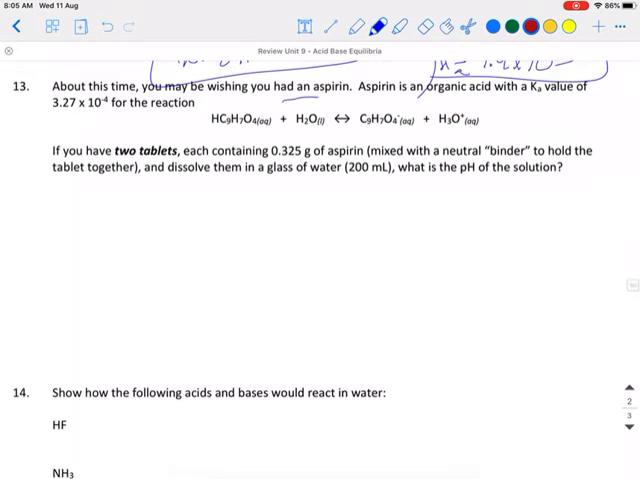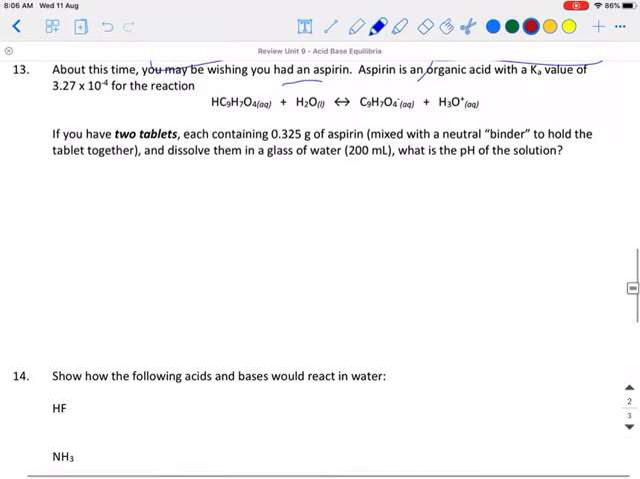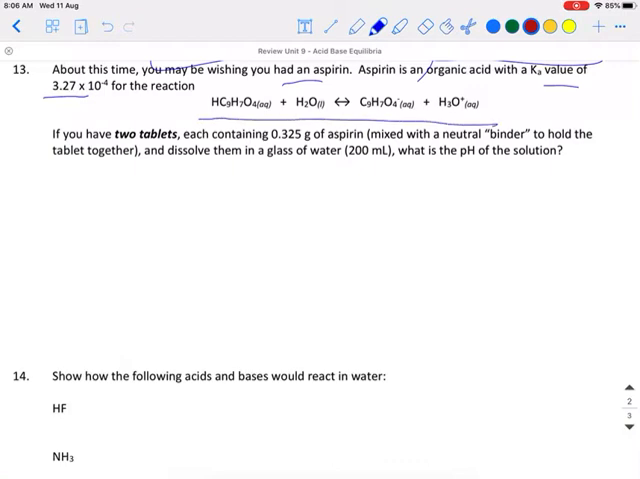About this time, you may be wishing you had an aspirin. Aspirin is an organic acid with a Ka value of 3.27 times 10 negative 4, and he gave me the equilibrium table, the equilibrium equation.